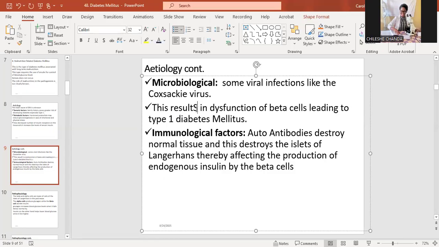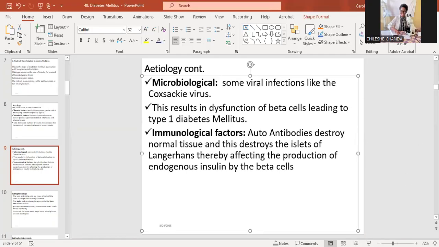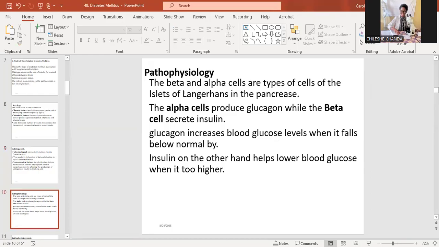Immunological factors, where there's presence of autoimmune antibodies which destroy the normal tissues. And one of those tissues that will be affected will be the islets of Langerhans in the pancreas. And so the beta cells may be destroyed, and so the patient will not have the insulin produced by the beta cells. The pathophysiology of diabetes mellitus.